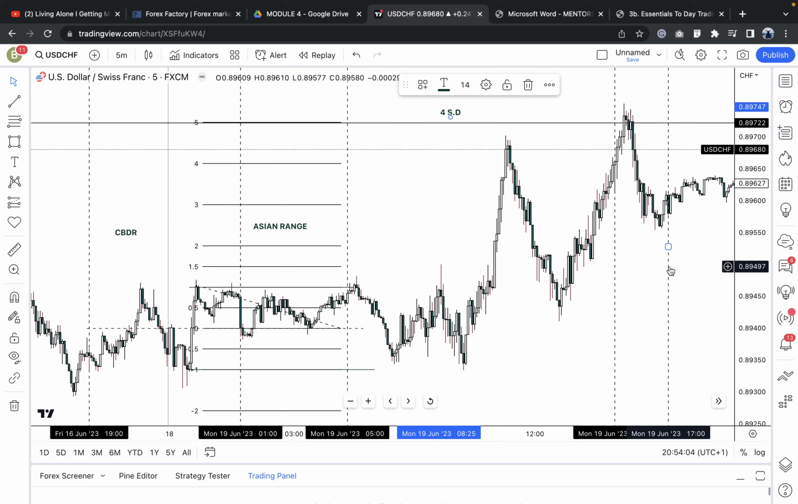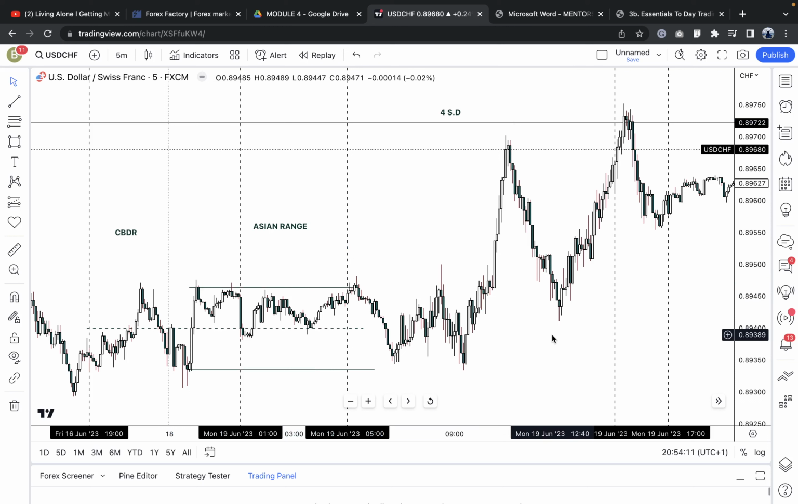If you went back to the time window for the daily models, we talked about the time of the day where price is most likely to form the opposing end of the daily range. That typically is London close. Remember, what makes the low of the day majority of the times? London. That's what you see here.